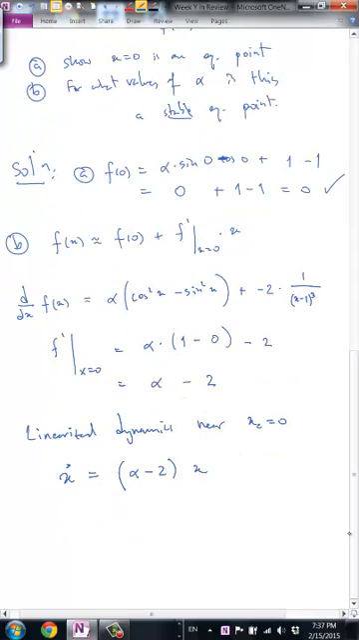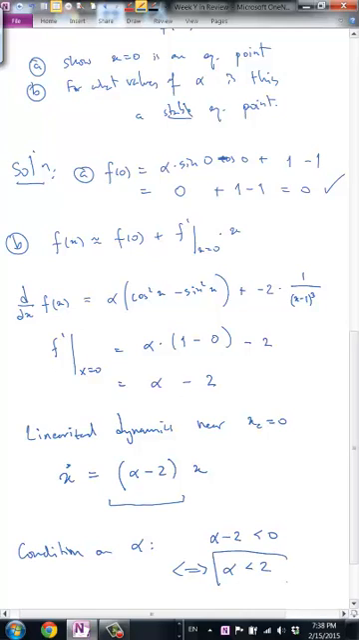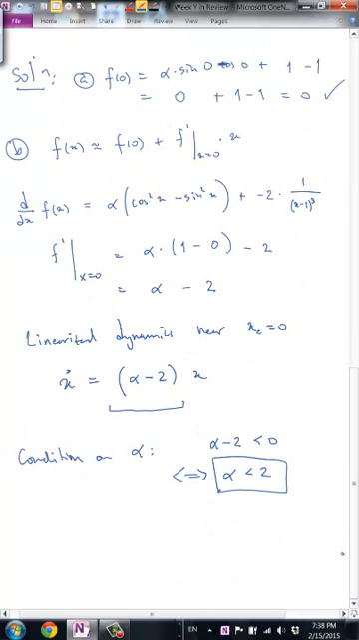Now what do we know? In order to make this stable, the real part of this has to be less than or equal to 0. So the condition on alpha, if alpha is real, is that alpha minus 2 has to be less than 0, or equivalently, that alpha has to be less than 2. So let's do a more complicated example.